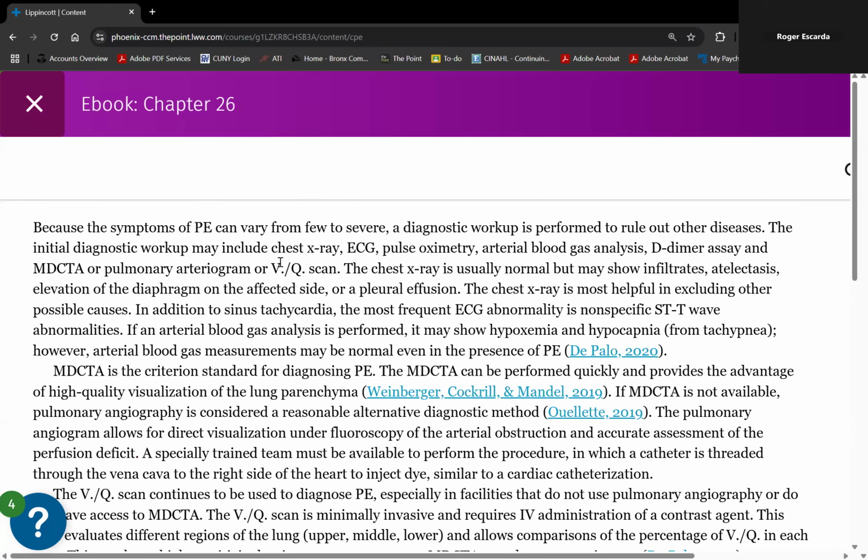A VQ scan is also called a ventilation perfusion scan. But they use Q because it's ventilation quotient. Well, anyway, what is a VQ scan? This is a radioactive gas, meaning this is an alternative to CT angio, right? So we can't push a dye into the patient's vein. So what we'll do is give them a radioactive gas instead.